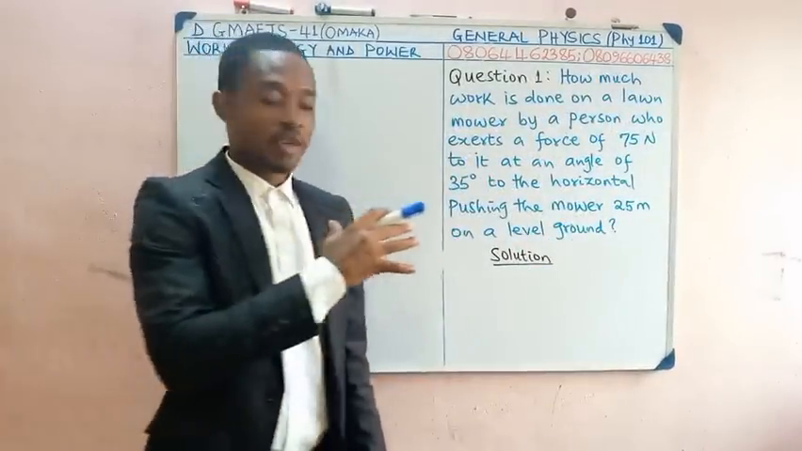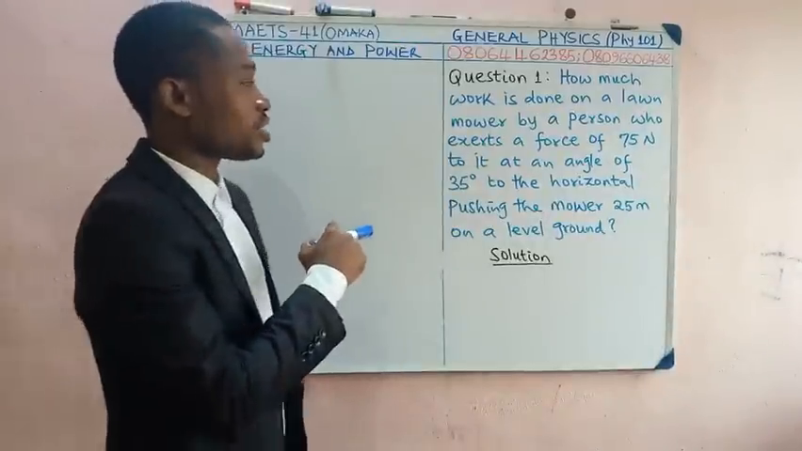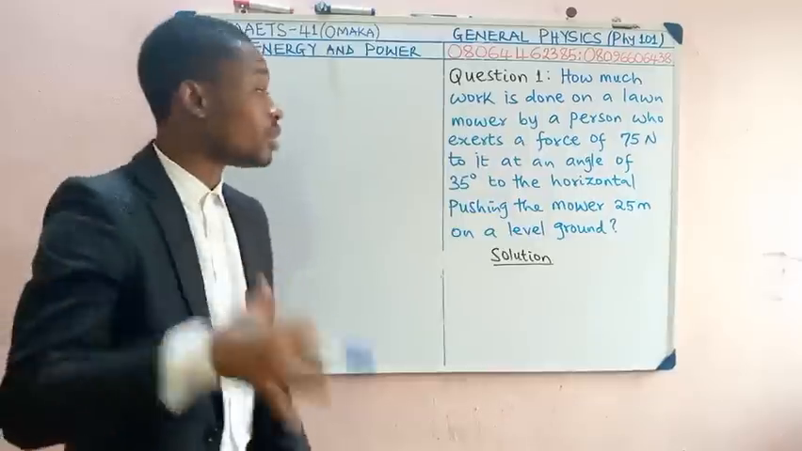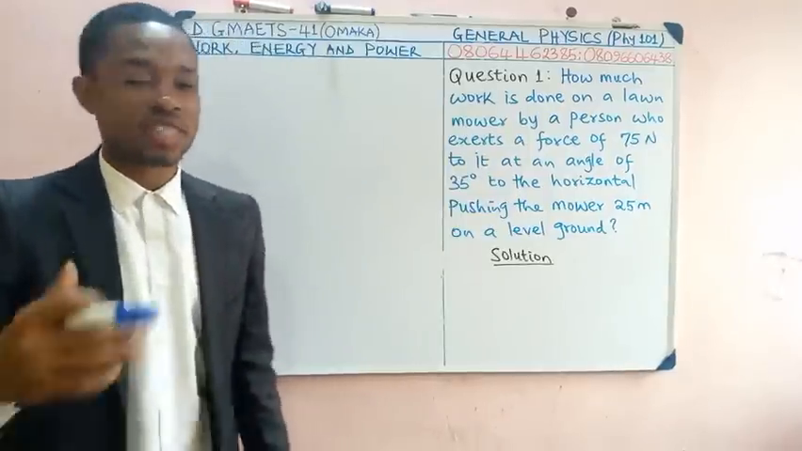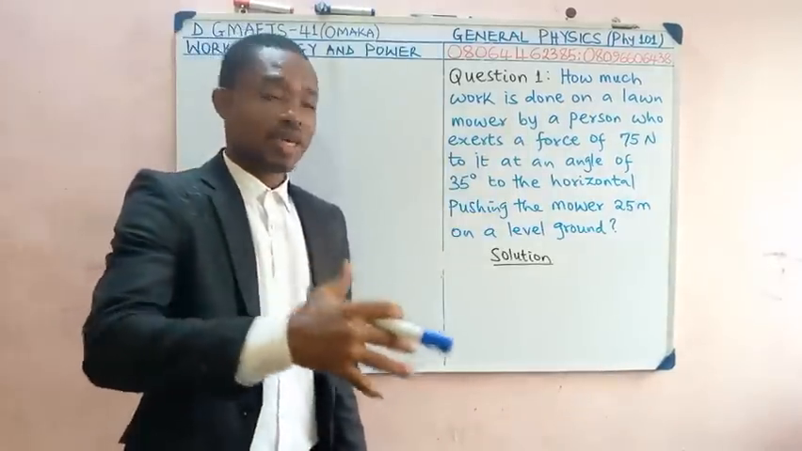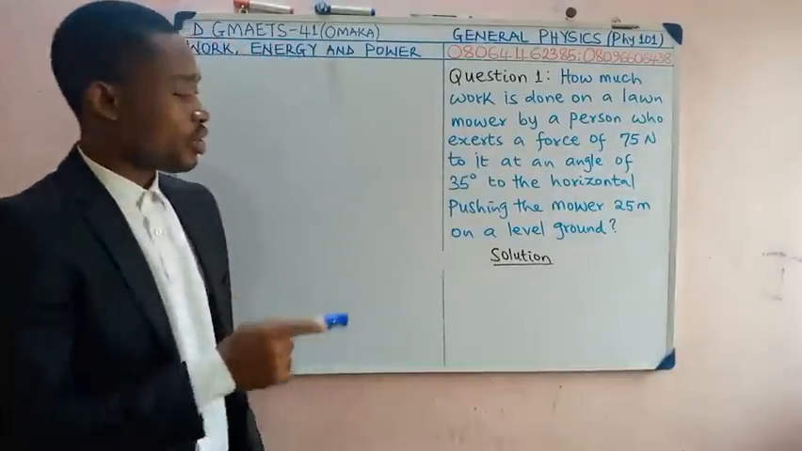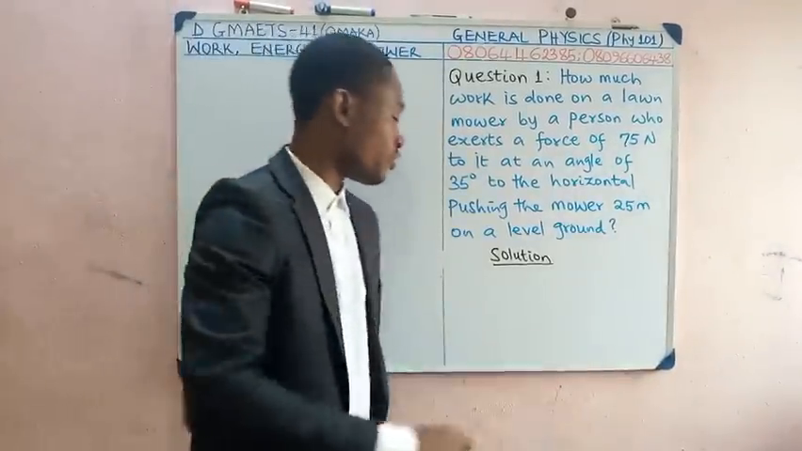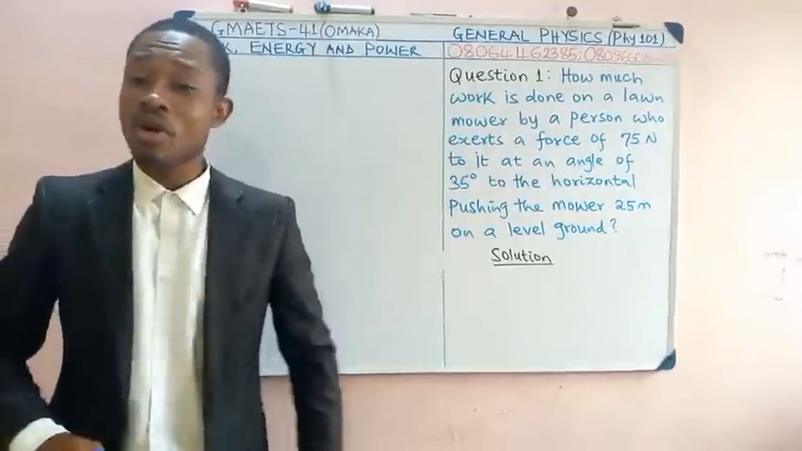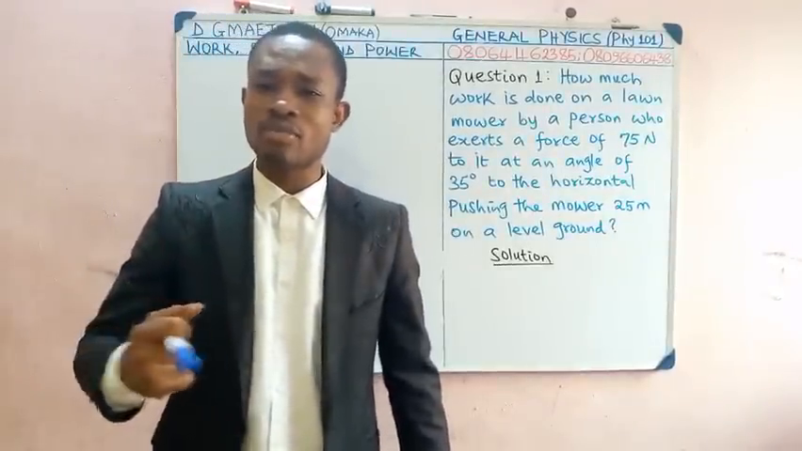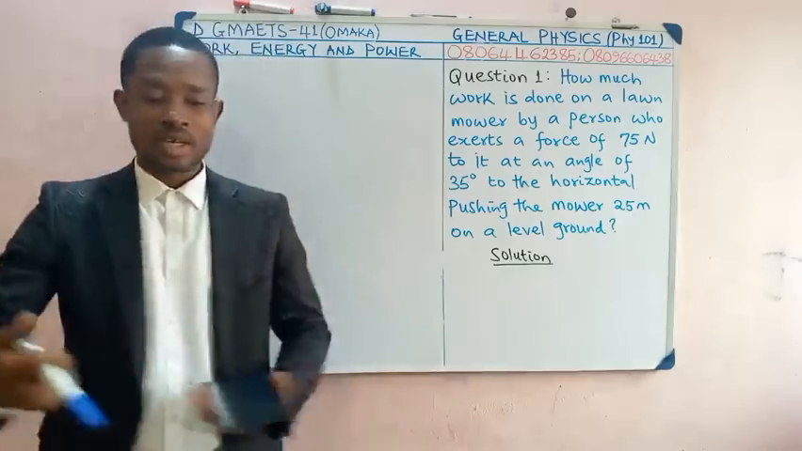On the board here, we've got this question, alright? We have to determine the work done on a lawn mower by a person who exerts a force of 75 Newton at an angle of 35 degrees to the horizontal, pushing the mower 25 meters on a level ground. Have you seen a person working on a lawnmower before? Using it to clear grasses.